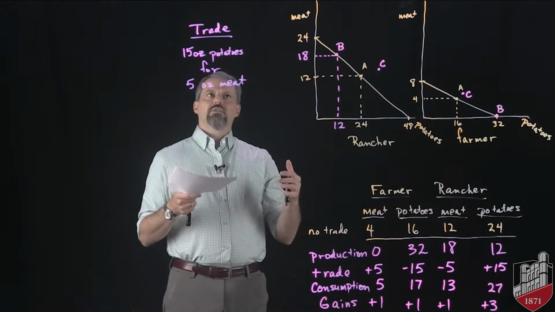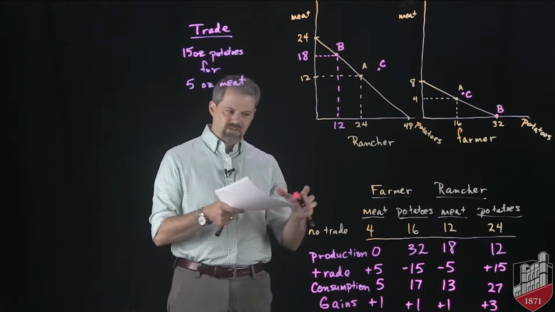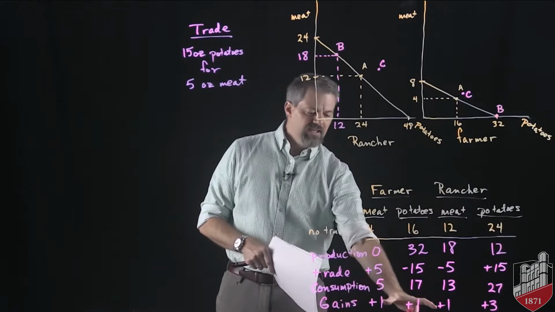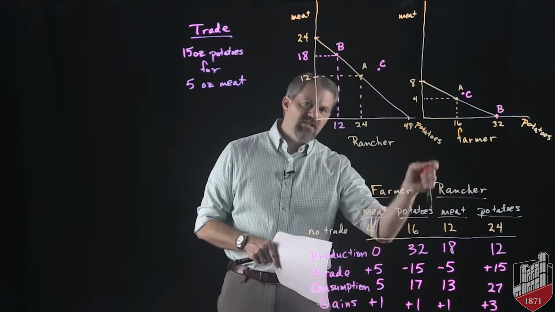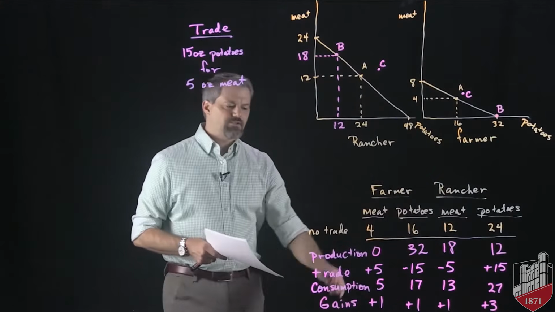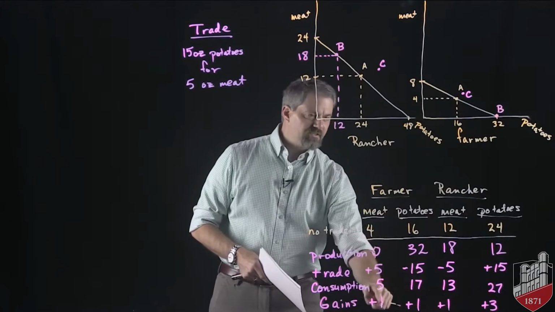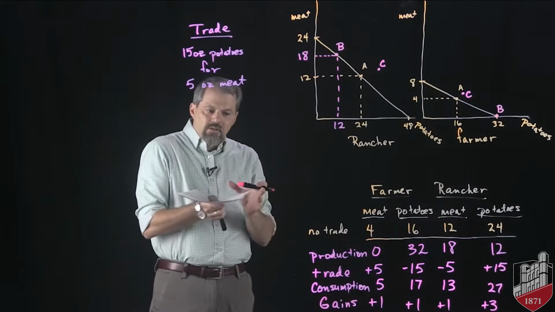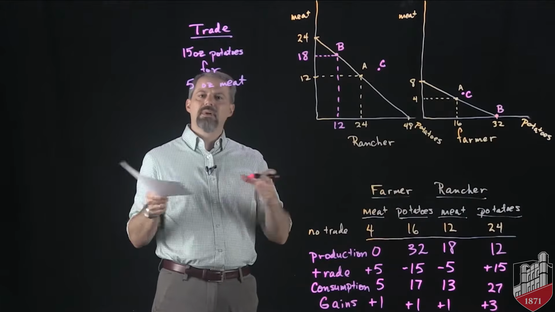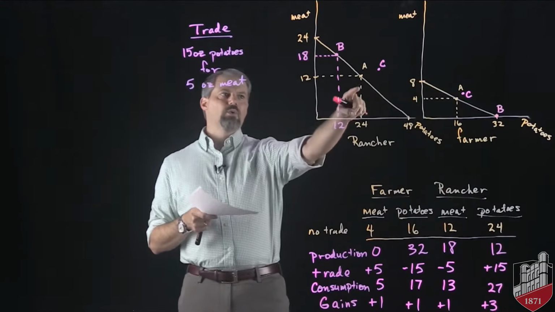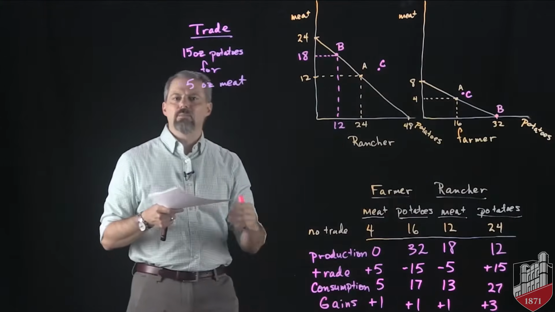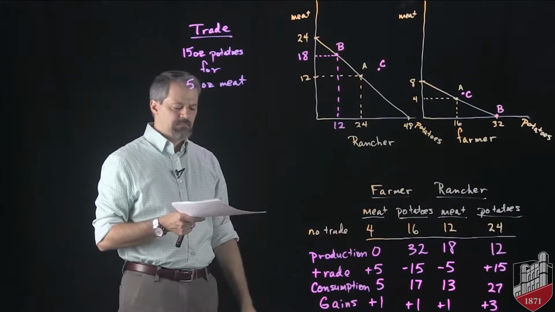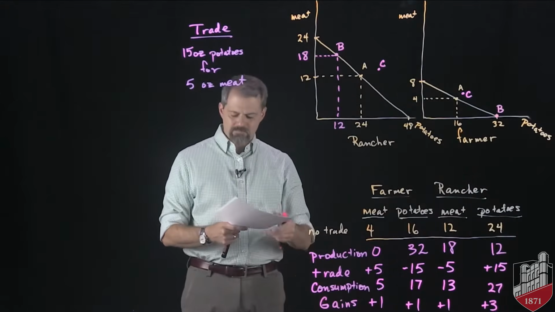So if we look at total meat and potato production in the world here, our simple world that includes only the farmer and the rancher, we can see that at the end of this process of changing how they produce and then engaging in this trade, there's 2 extra ounces of meat and 4 extra ounces of potatoes in the world. The economic pie has gotten bigger. There's more meat and potatoes to go around, and consequently, both the farmer and the rancher are able to consume at a point that they could not have reached by themselves. So this represents the gains from trade.